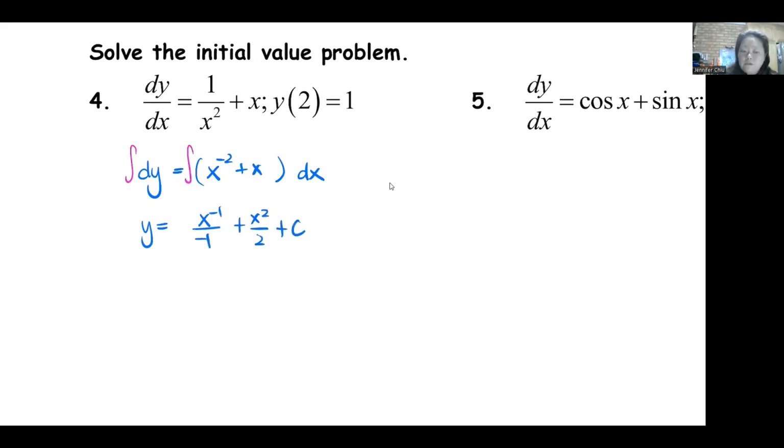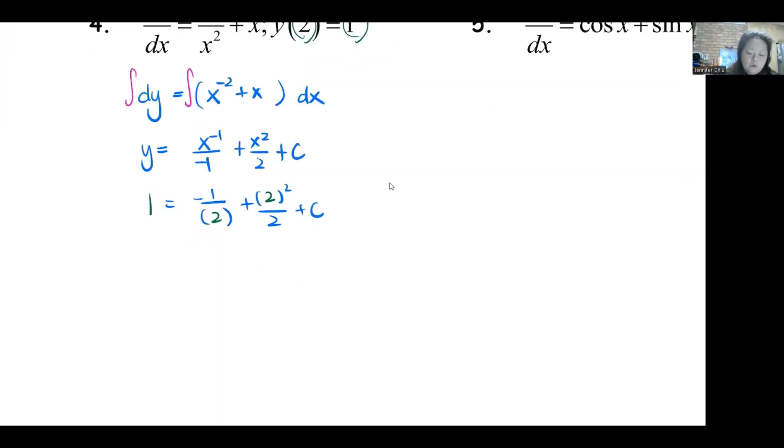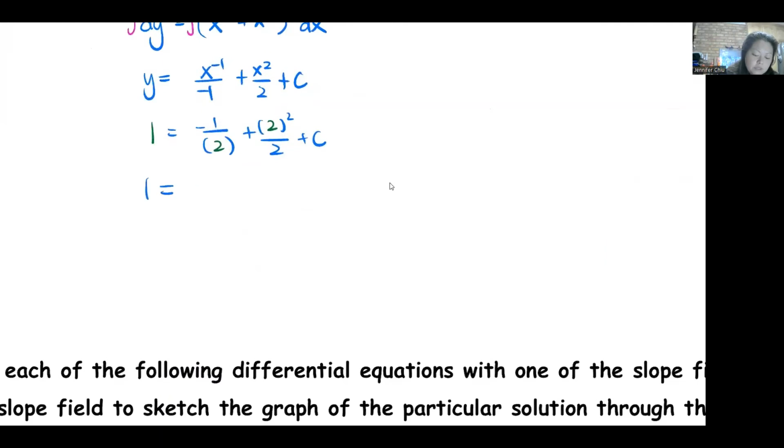Now, don't forget your initial values. You know that when x equals 2, your y equals 1. So plug in the 1, plug in the 2. Now I'm going to rewrite this so it's a little bit easier to work with. So plug in the 2. I get 2's in here, and hence your equation now becomes 1 equals negative 1/2 plus 4/2 plus c. So you get 3/2 plus c. C equals negative 1/2. Don't forget to put it back in. It is never okay to write your answer like c equals, because you're solving for the equation.